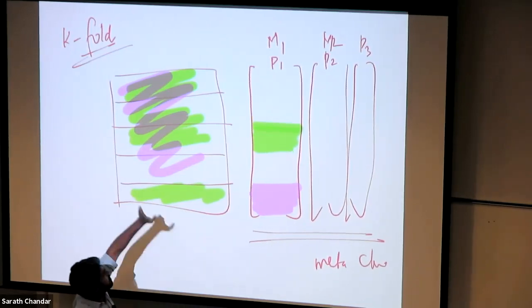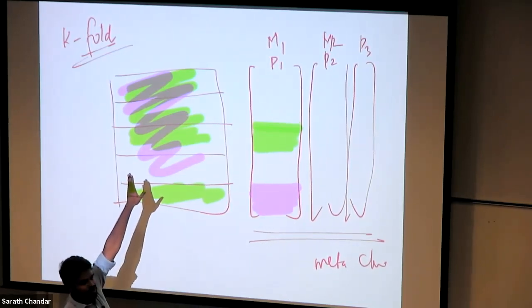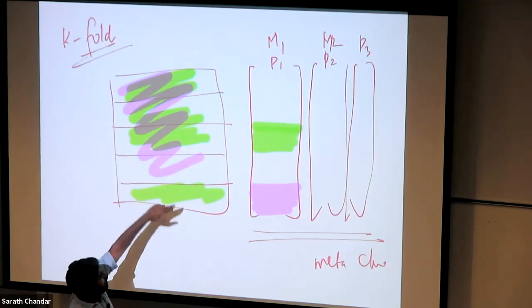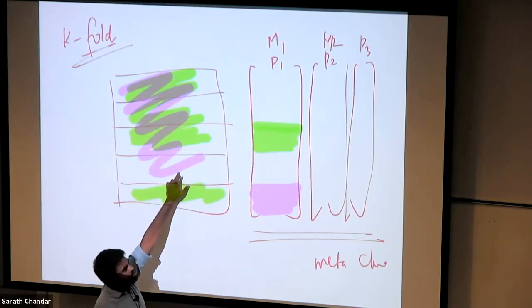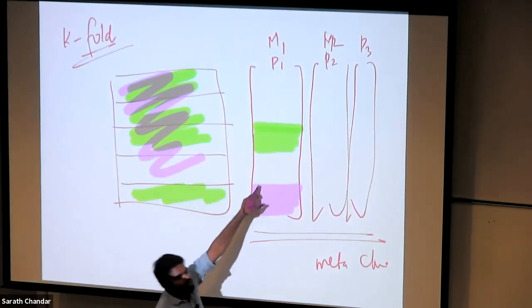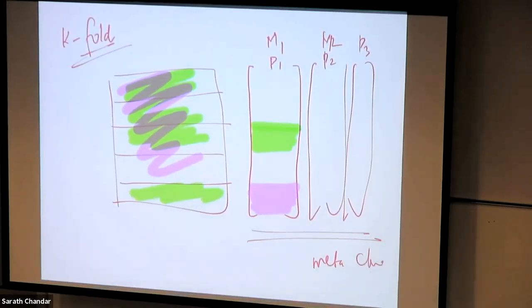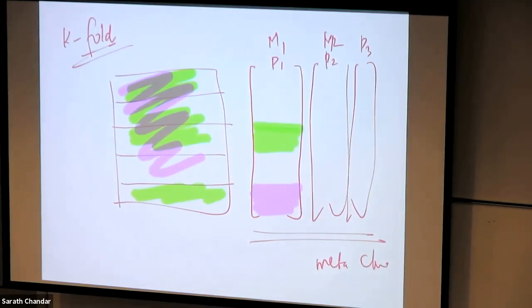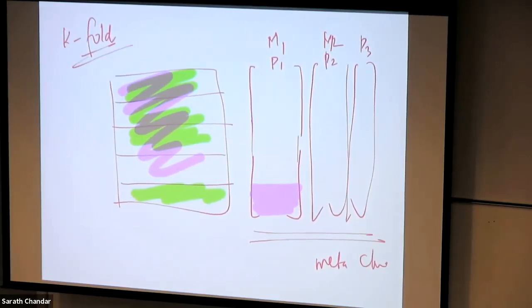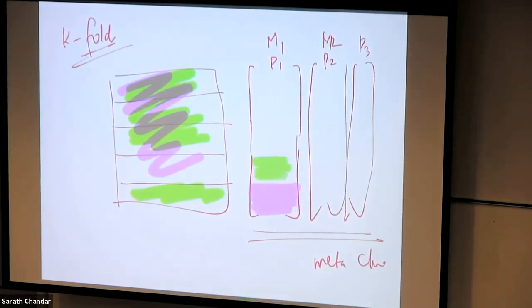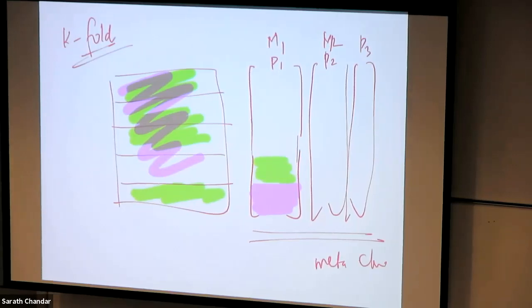Then for the green fold, you train the model with all the 4 parts which are green, and you make predictions for this part. Oh, sorry. I think the green should come here, not there. So this is probably, let me see if I can erase this easily. So the green is for this. Similarly, you fill the whole thing. Is that clear?